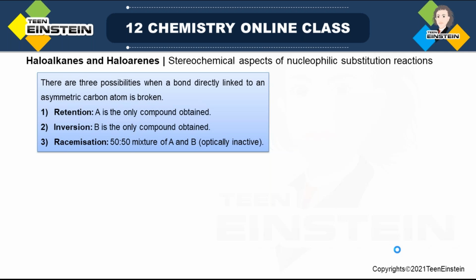For SN1, it is mainly racemization, that is a 50-50 mixture of R and S. It will cancel out each other. Ultimately, it will be racemic. And for SN2, it is inversion. But there is another possibility which is retention, that also you have to know. Okay, so 3 different possibilities are there when a bond directly linked to an asymmetric carbon atom is broken.